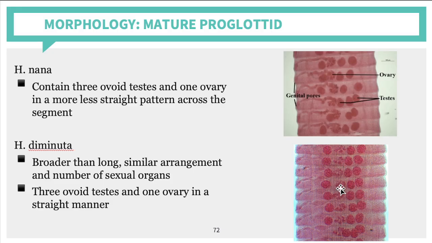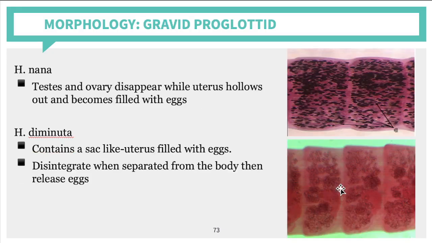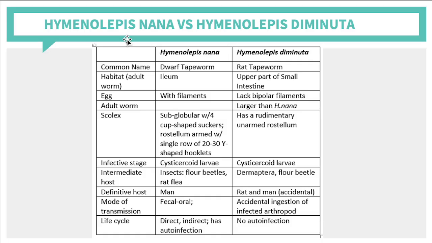So that's H. diminuta. How about the gravid? The gravid now here, the testes and ovary of your H. nana disappear while the uterus hollows out and becomes filled with eggs. Compared now with your diminuta, it contains a sac-like uterus filled with eggs, which disintegrates when separated from the body, then releases the eggs. Usually, they look the same. But again, this is not the only parameter for us to differentiate your H. nana from diminuta. You can check the eggs, you can check the scolex, and other parameters. You cannot just simply rely on the gravid proglottid.